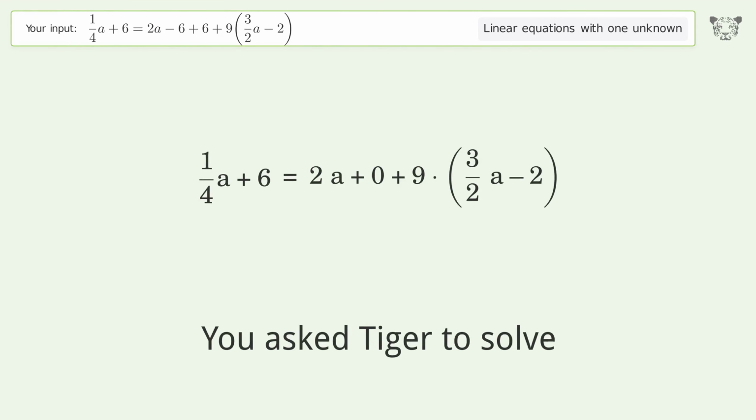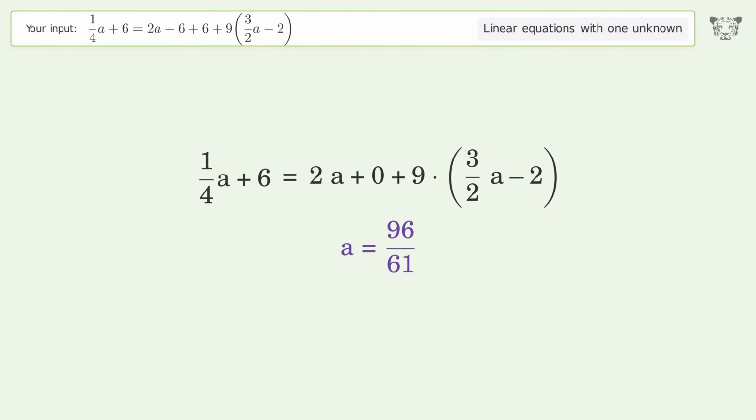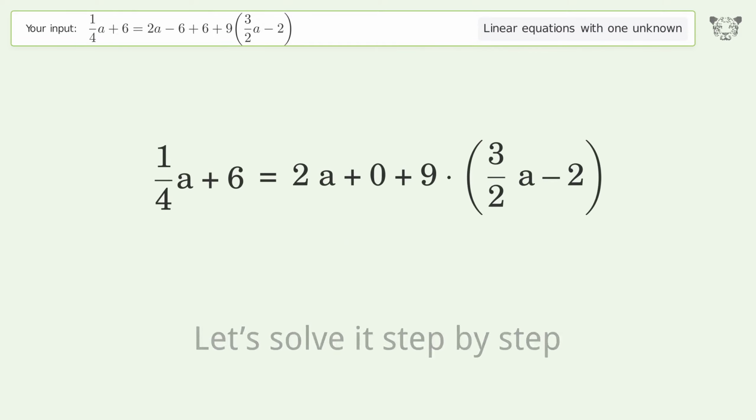You ask Tiger to solve. This deals with linear equations with one unknown. The final result is a equals 96/61. Let's solve it step by step.